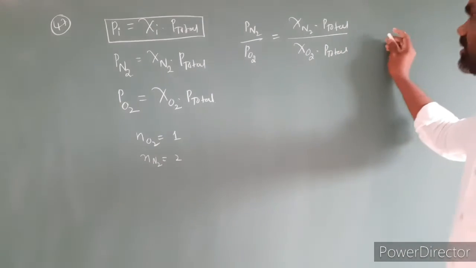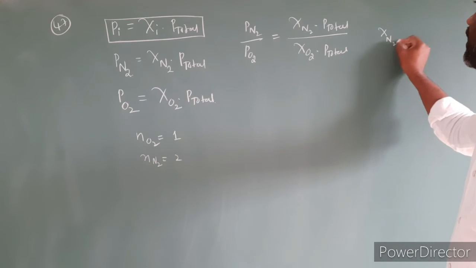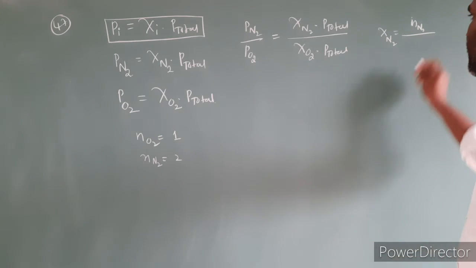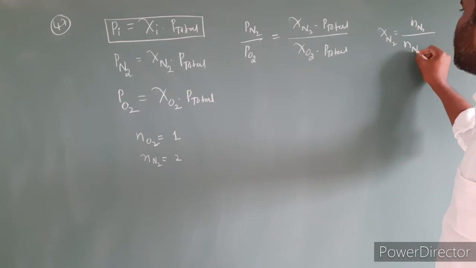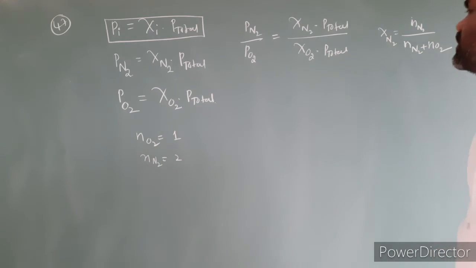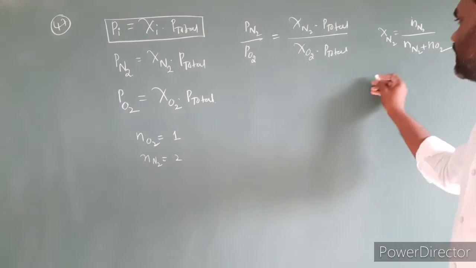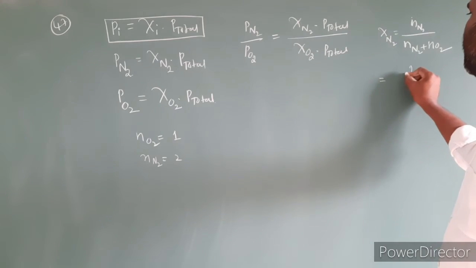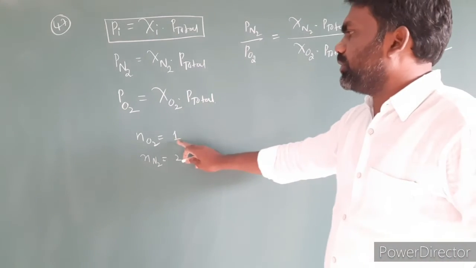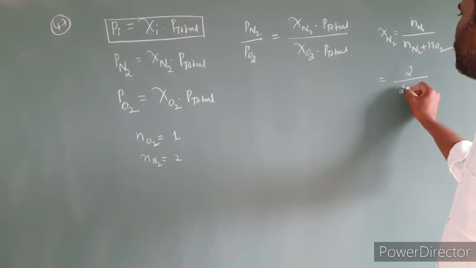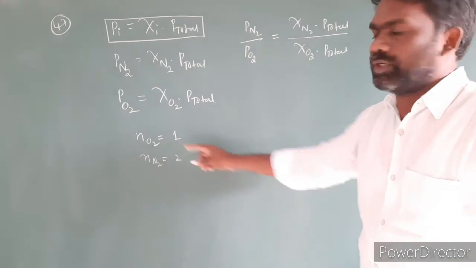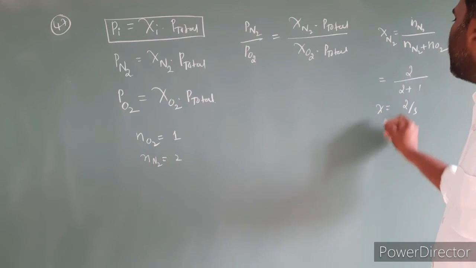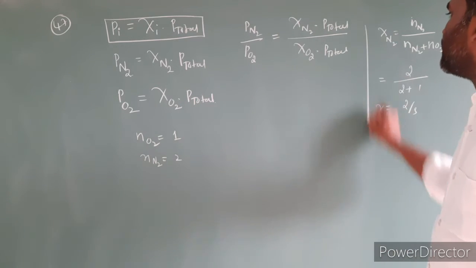So we know very well the mole fraction formula. The mole fraction of nitrogen is the number of moles of nitrogen by the total number of moles of the gases. So what is the total number of moles? Number of moles of nitrogen plus number of moles of oxygen. This is the mole fraction formula for nitrogen. Number of moles of nitrogen, how much is given? 2. Then 2 by the number of moles of nitrogen, 2, plus the number of moles of oxygen, which is 1. That is equal to 2 by 3. So the mole fraction of nitrogen is equal to 2 by 3.